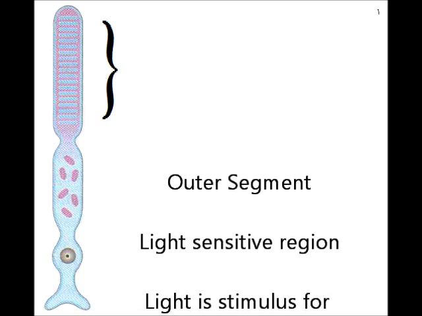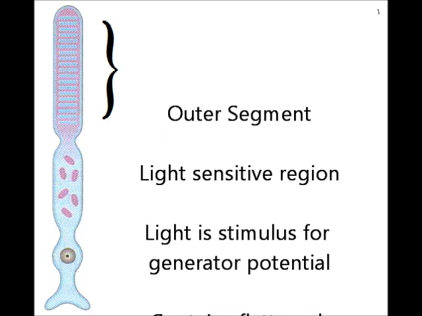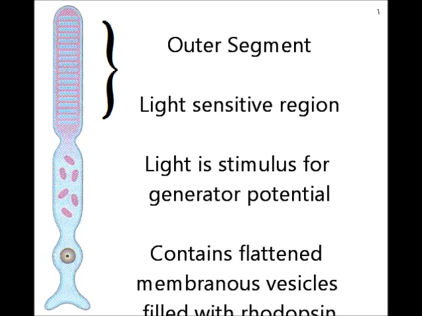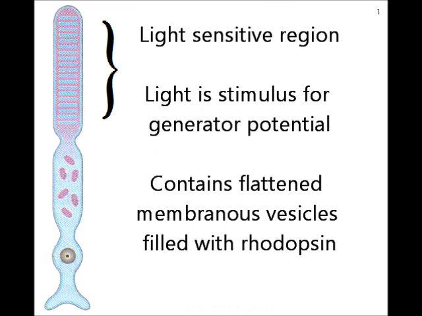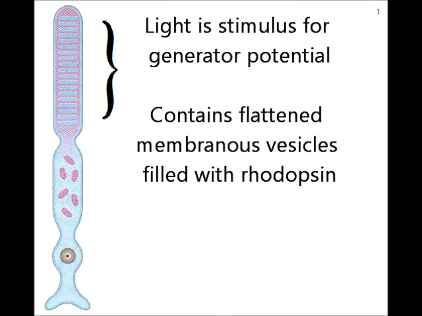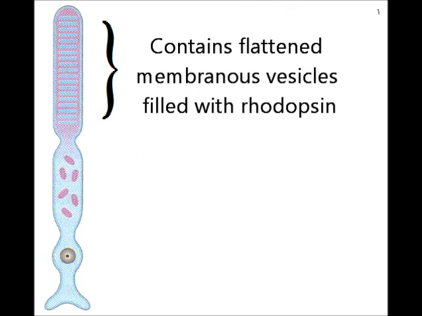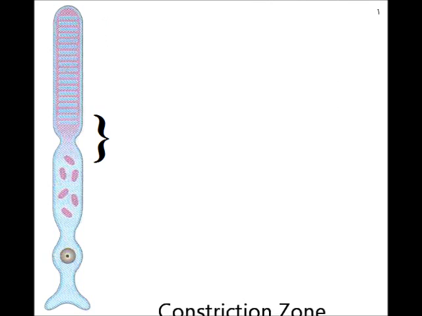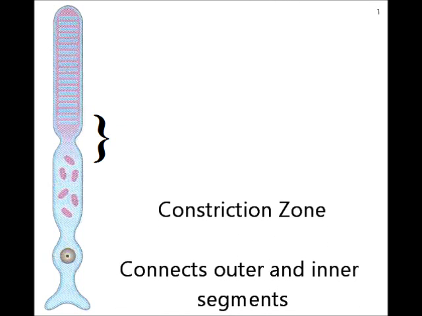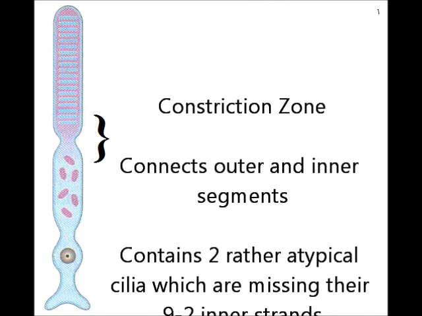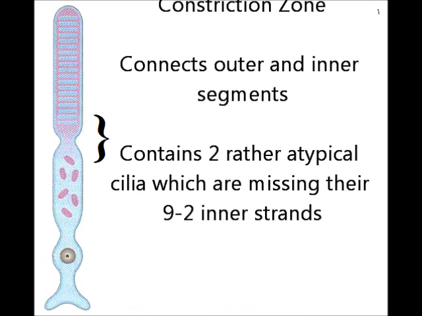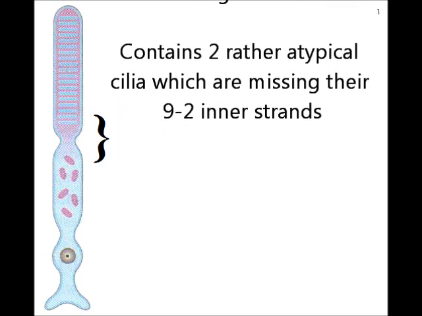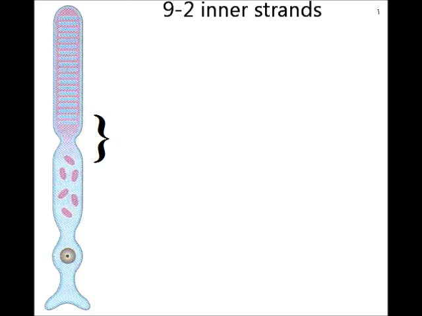Firstly is the outer segment. This is the light sensitive region where light energy acts as a stimulus to the production of generated potential. It contains flattened membranous vesicles filled with rhodopsin, which we will look at in detail later on. The second region of rods is the constriction zone. This is a narrow region connecting the outer and inner segments. It is lined with two cilia, which have a rather atypical structure.